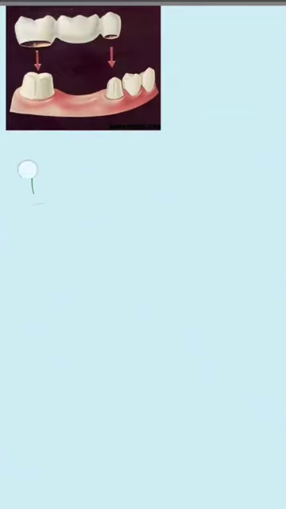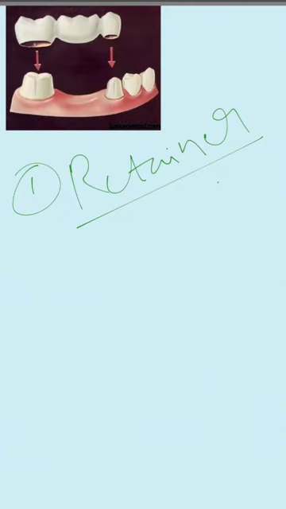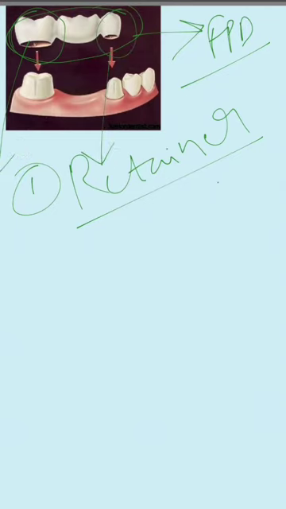Now next, moving to our first component, that is retainer. You can see in this image the FPD unit, that is a fixed partial denture bridge. In this you can see the retainer here, and this one also is a retainer. The retainer is that component of the FPD which takes support from the abutment tooth and provides retention to the prosthesis.